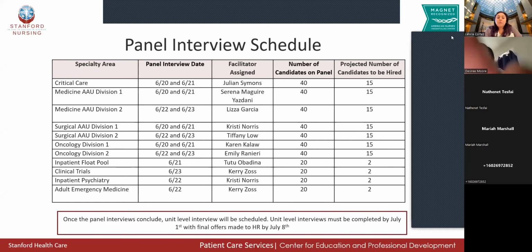You'll see that we have float pool, clinical trials, inpatient psychiatry, and our adult emergency medicine, bringing in 20 people with a projected number to hire of 2. So we'll have these interview dates. Once the interview panels are concluded, a unit level interview will be scheduled, and those are to be completed by July 1st with final offers to HR by July 8th. And we'll go over a little bit more detail on that.